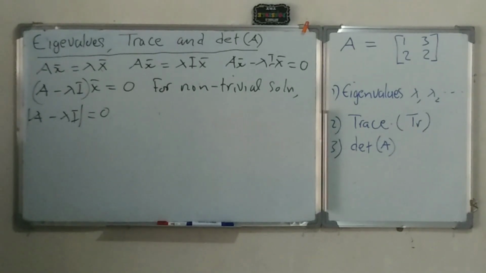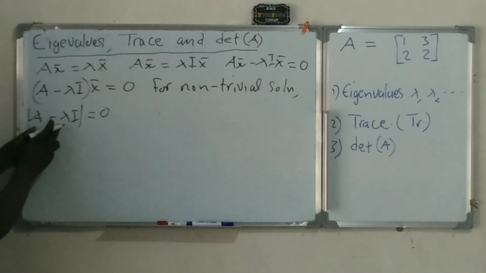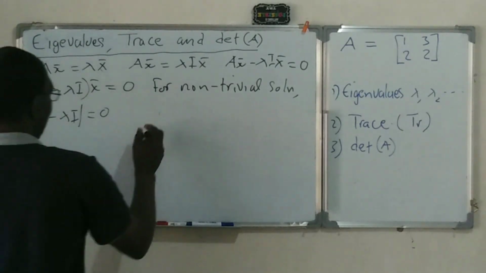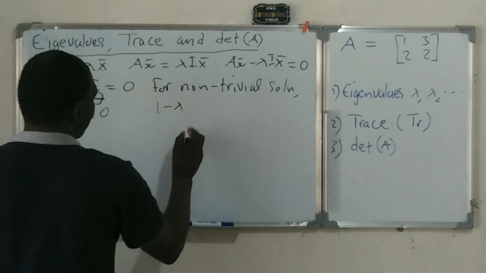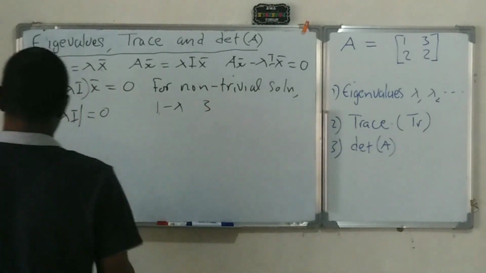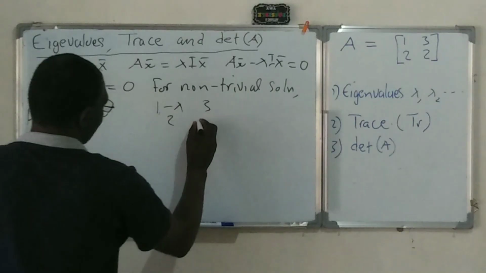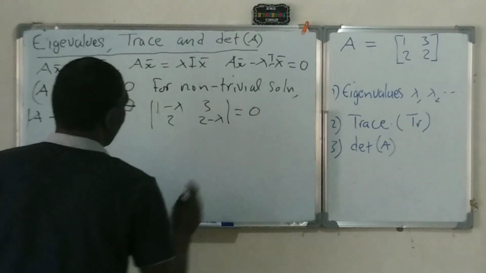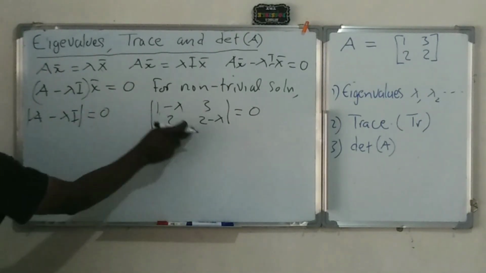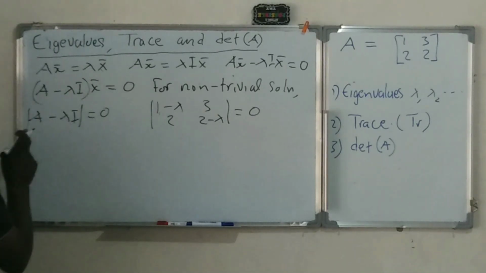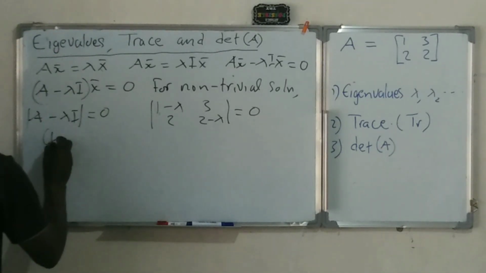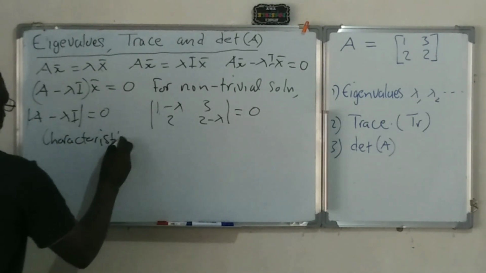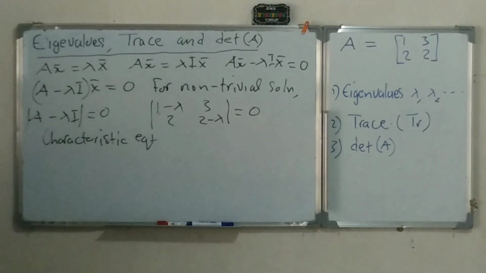Now, what is the determinant of this? Let's put in our A here minus lambda I. It becomes 1 minus lambda, and the 3 there is unaffected, the 2 is unaffected, and 2 minus lambda. The determinant of that is equal to 0. This equation is called the characteristic equation of our matrix A.